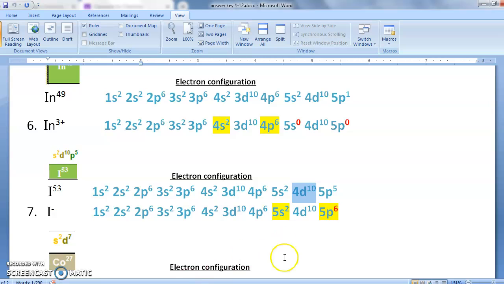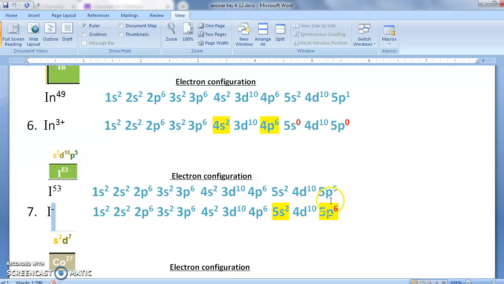I can only know for sure by double checking my total electrons. 2 and 2 is 4, and 6 is 10, and 2 is 12, and 6 is 18, and 2 is 20, and 10 is 30, and 6 is 36, and 2 is 38, and 10 is 48, and 5 is 53. We've got it right. Now we want the iodide ion. That means there needs to be one more minus than there are pluses. There's 53 pluses, so there must be 54 minuses.